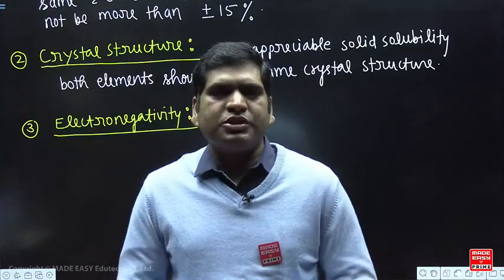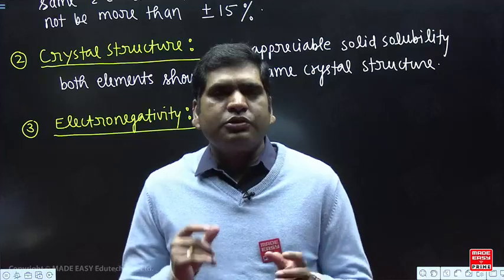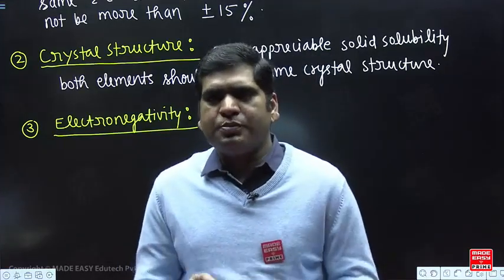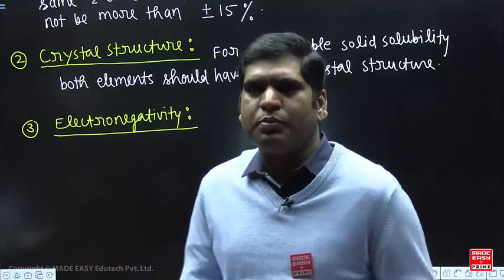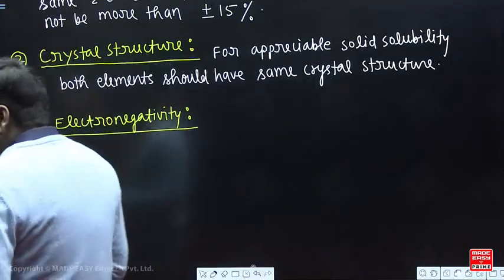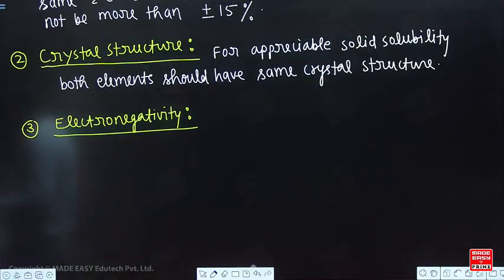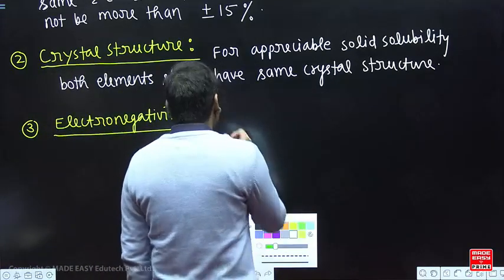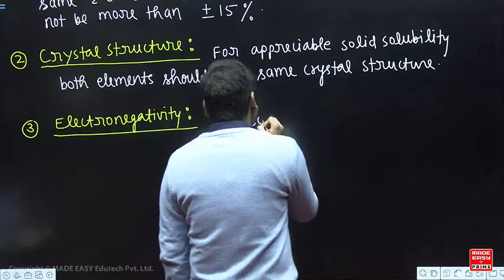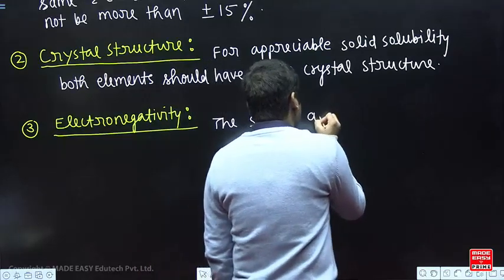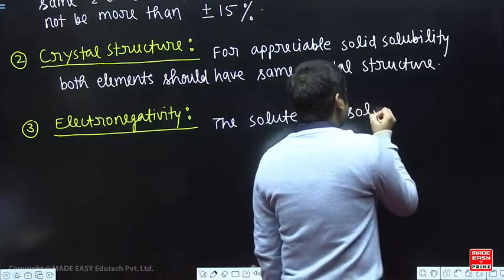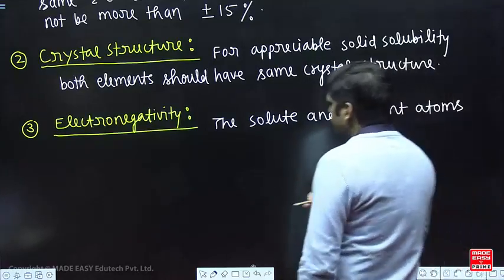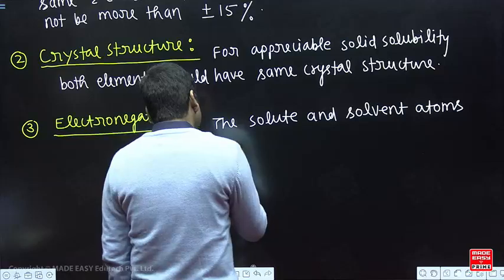So bond formation के chances हो सकते हैं. But to make an alloy there should not be any bond. It means they should have same electronegativity so that bond formation is avoided. So the solute and solvent atoms should have similar electronegativity.